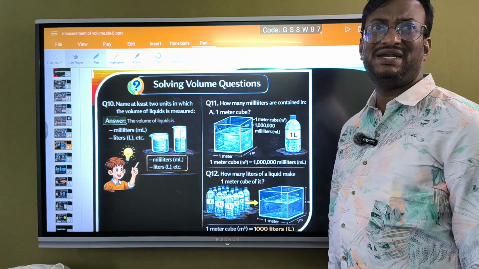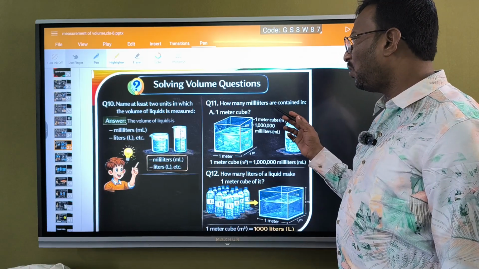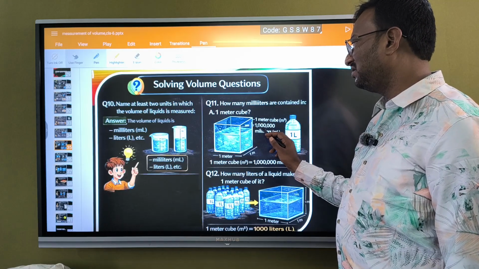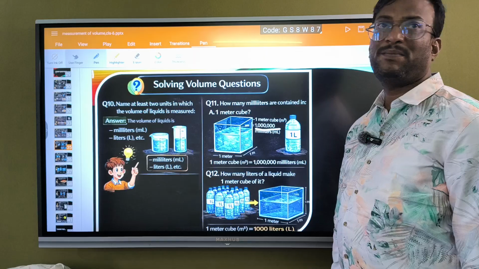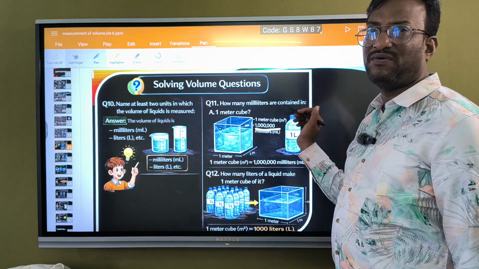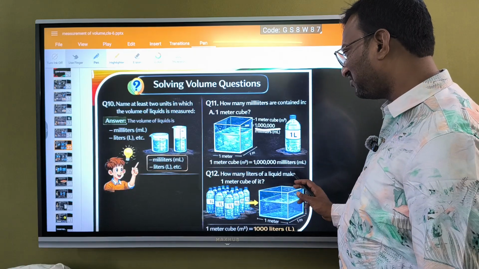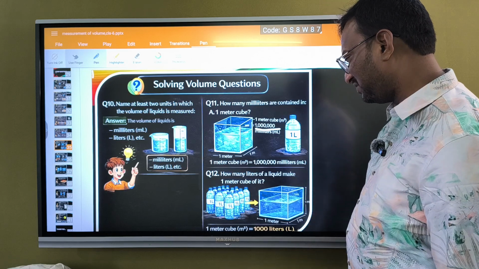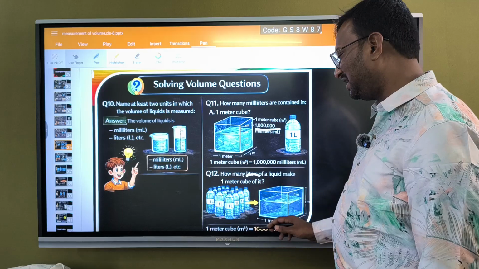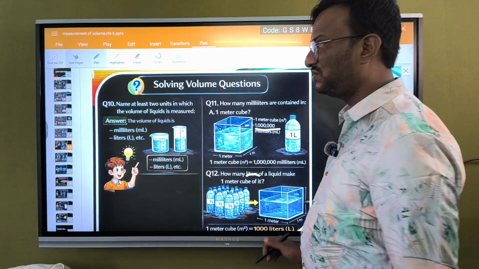Those are the two units, milliliter and liter. How many milliliters are contained in 1 cubic meter? The number of milliliters is 1 followed by 6 zeros, 10 power 6. We already discussed this. How many milliliters of liquid make 1 cubic meter? 1000 liters. The liter will be 1000 liters, and milliliter will be 1 followed by 6 zeros.